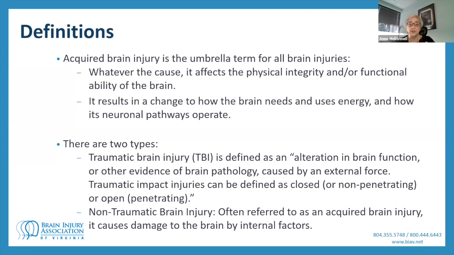But under the umbrella term of acquired brain injury, there are two types of injuries. One, obviously, is traumatic brain injury. That is defined as an alteration in brain function or other evidence of brain pathology. It's caused by an external force and can be defined as closed or non-penetrating, or open, penetrating. An open head injury could also mean a significant fracture of the skull. Non-traumatic brain injury is usually caused by internal factors.